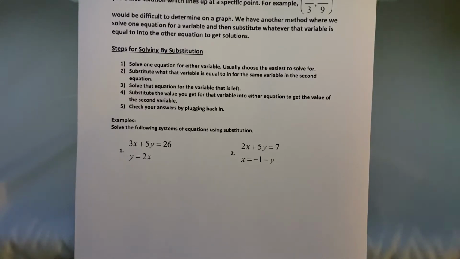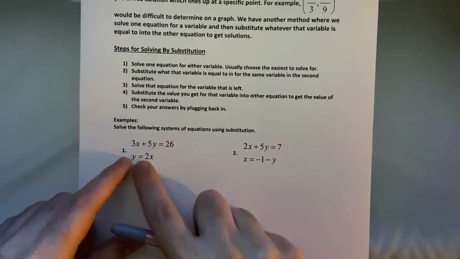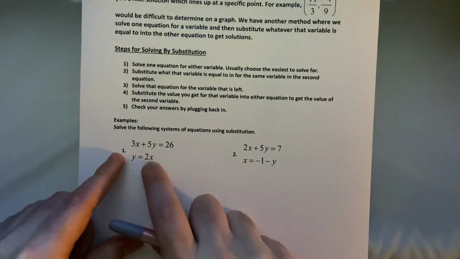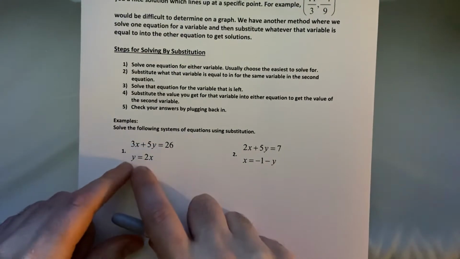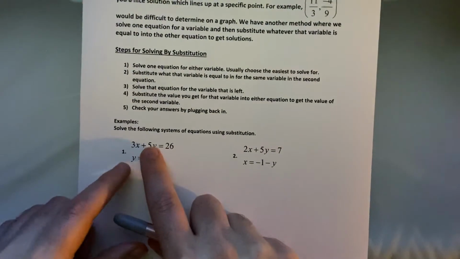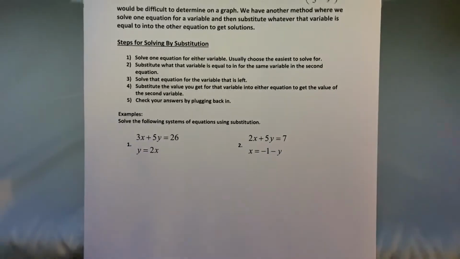So the main goal for this is to find the numbers by realizing that if I'm trying to find the point where these two lines cross, if it works for one equation, it's got to work for the other equation, which means if y equals 2x here, at that exact point, y has to be equal to 2x there as well, which allows me to make the substitution.